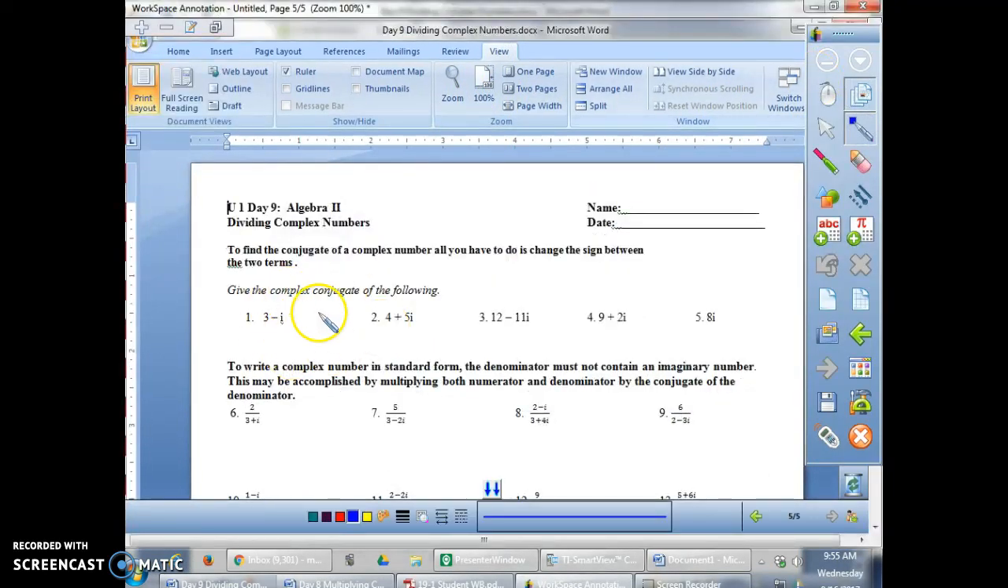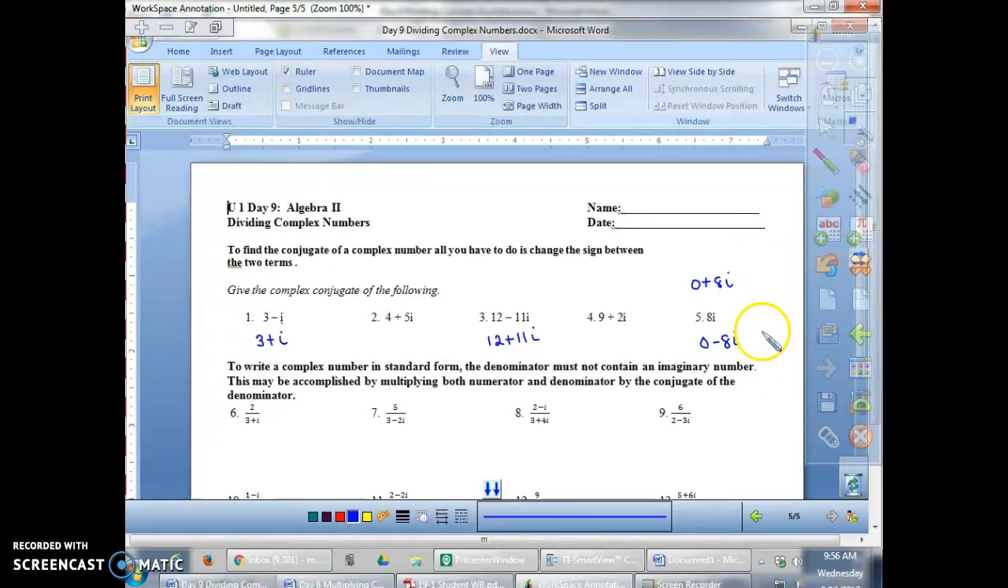This first section just wants you to write out the complex conjugate. We talked about that yesterday. So number 1, you should have put 3 plus i. Number 3 should have been 12 plus 11i. Number 5, now this is a good one to go over. Really, this is 0 plus 8i. So you can have no real component or part of your complex number. So if this is the actual complex number, the conjugate would be this, 0 minus 8i, which is really just a negative 8i. So that would be the answer to number 5.